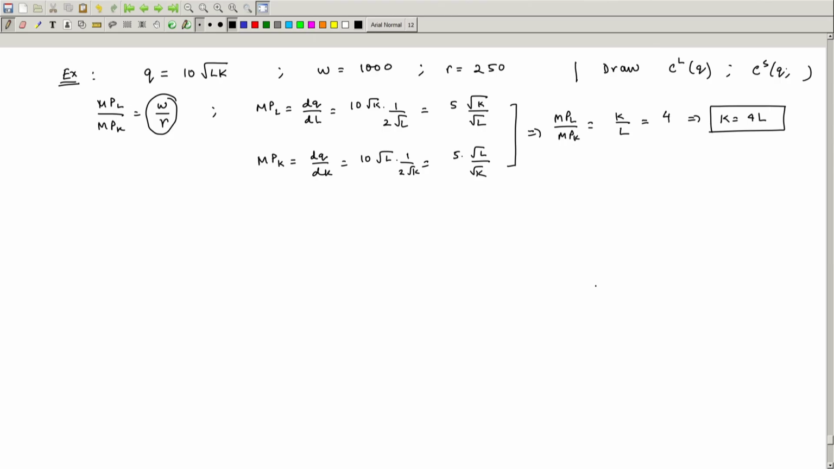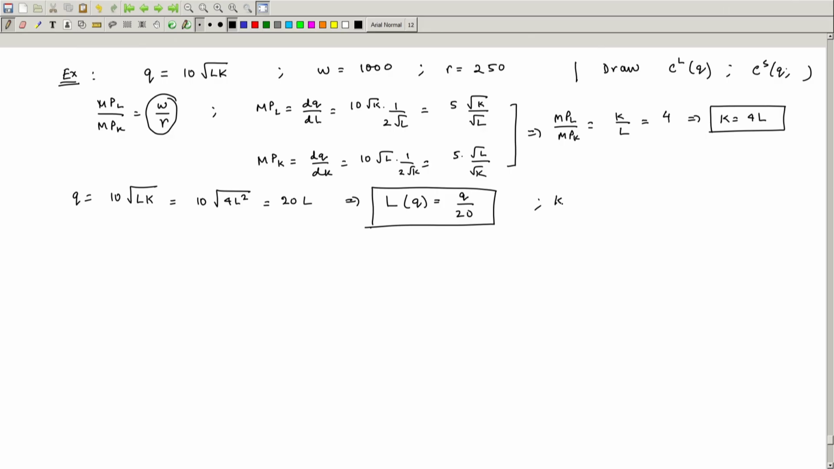Now, I also know that the optimal L and K must satisfy the production function equation. So, Q equals 10 times square root of LK, and K equals 4L. So, 10 times square root of 4L squared, which gives me 2L, so this is going to be 20 times L. Which means in the long run, L as a function of Q is going to be Q upon 20. If you tell me that you want to produce a certain quantity, 100 units of output, the optimal L is going to be 100 divided by 20, which is equal to 5.